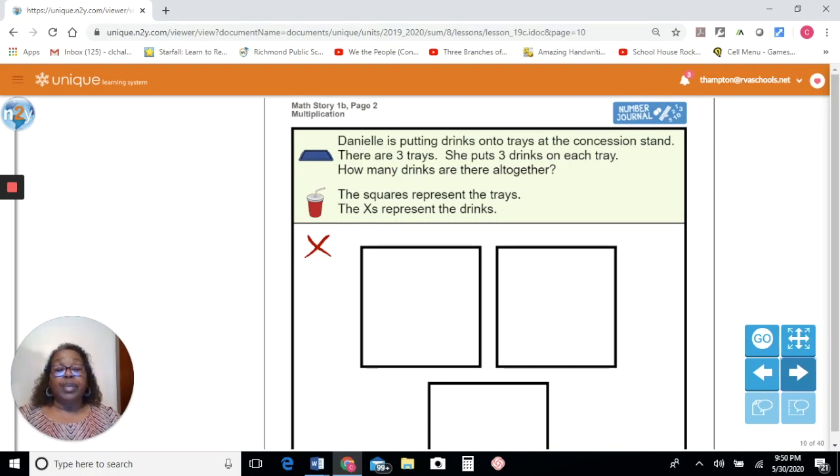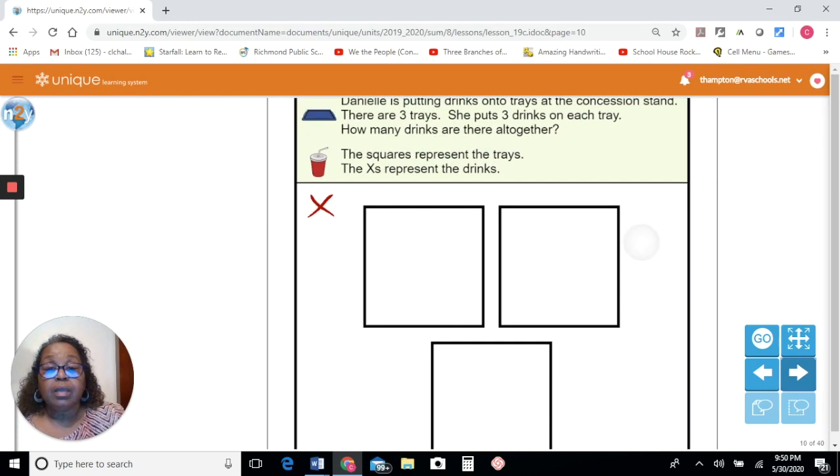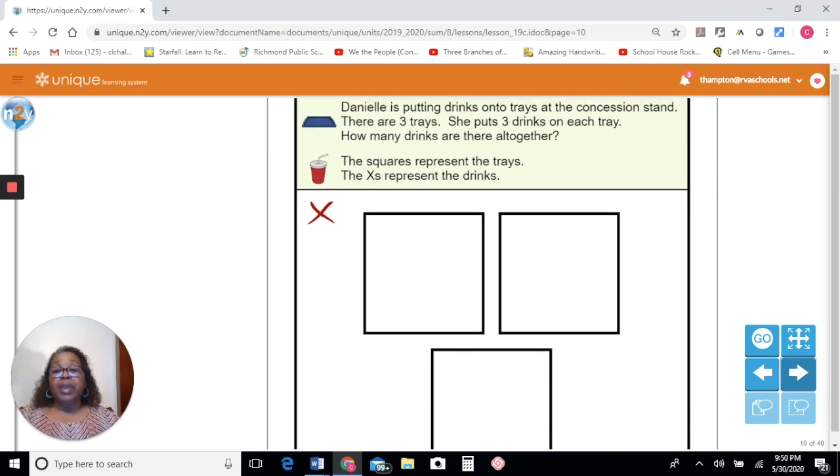Danielle is putting drinks into trays at the concession stand. There are 3 trays. She puts 3 drinks in each tray. How many drinks are there altogether? Using that word altogether again. The squares represent the trays. The X represents the drinks. So let's see if we have it right.